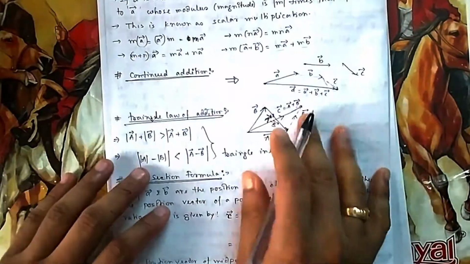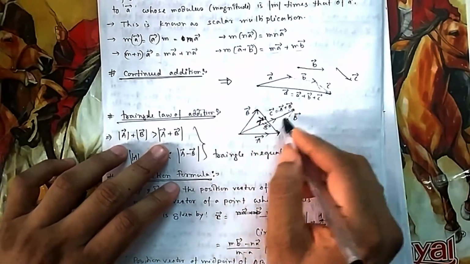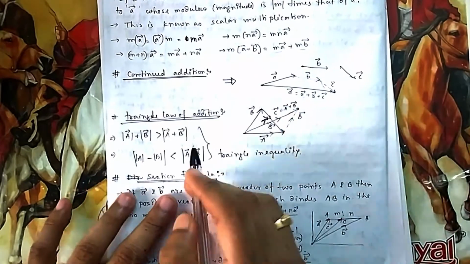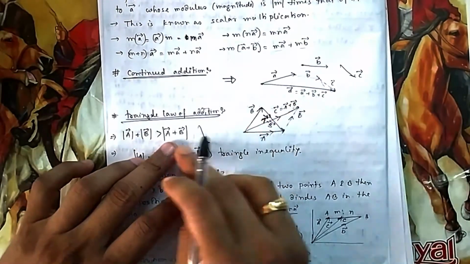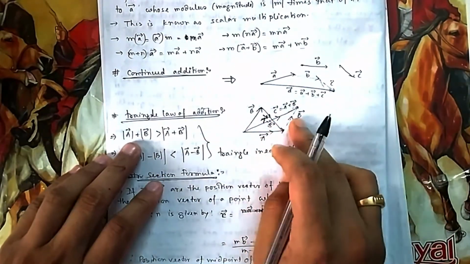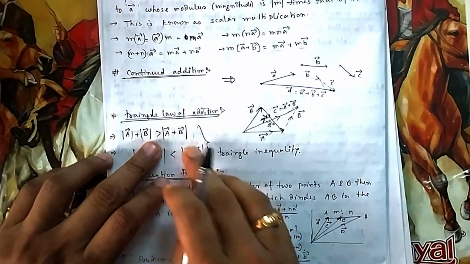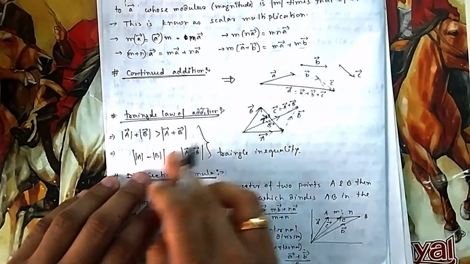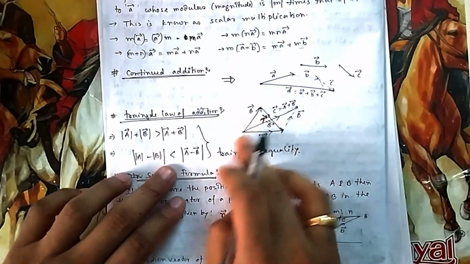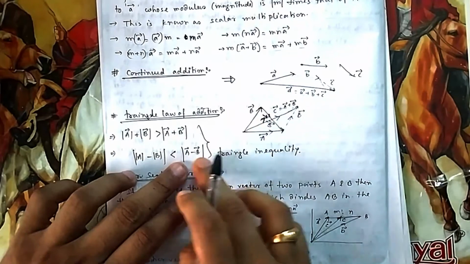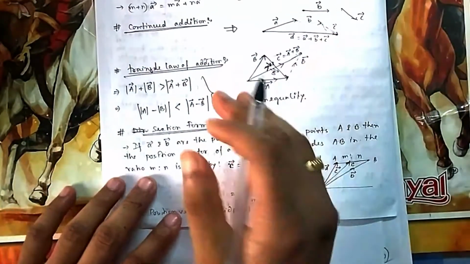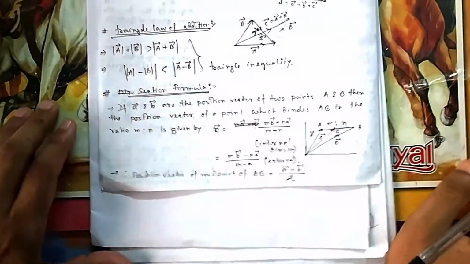Now what is the triangular inequality? You know that the magnitude of any side of a triangle is less than the sum of the other two sides. So in this triangle, the sum of two sides is greater than the third side, and the difference of two sides is always less than the third side, this side. These two are known as the triangular inequality, which is applicable in complex numbers also, and in vectors also. So you will find quite a resemblance between these two.